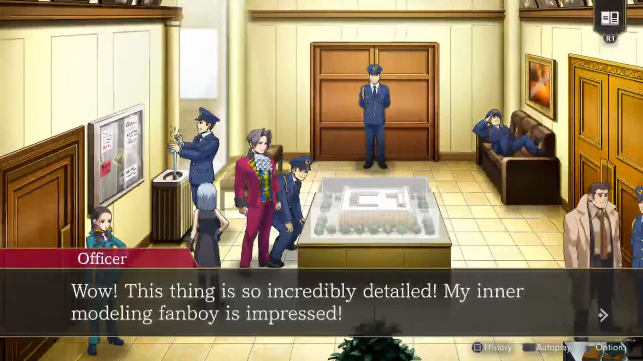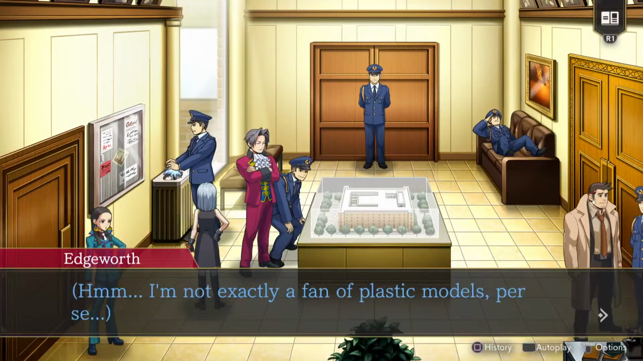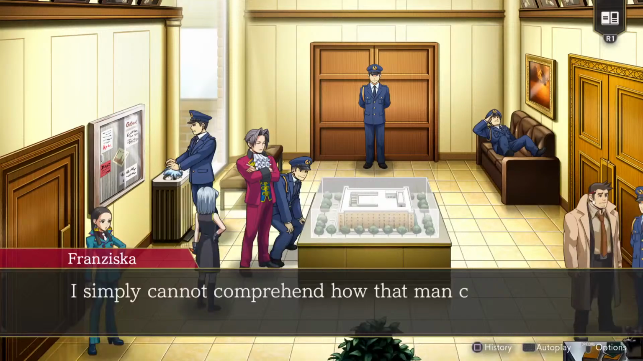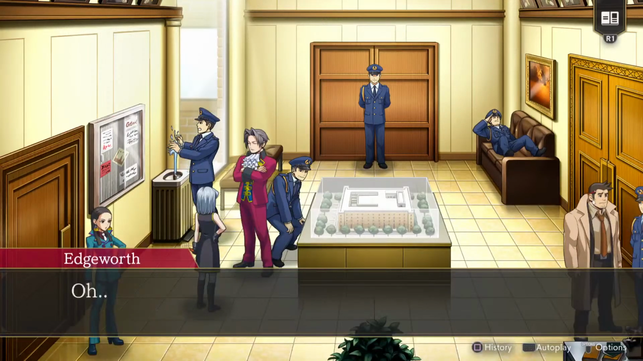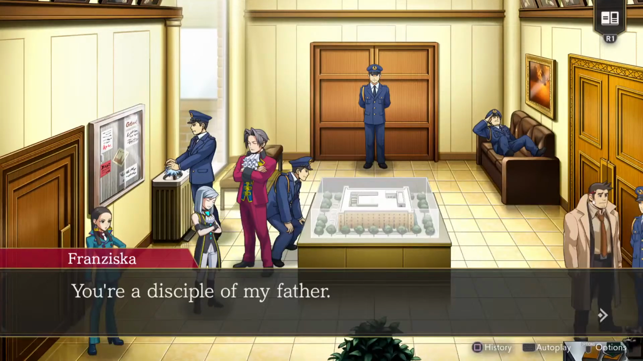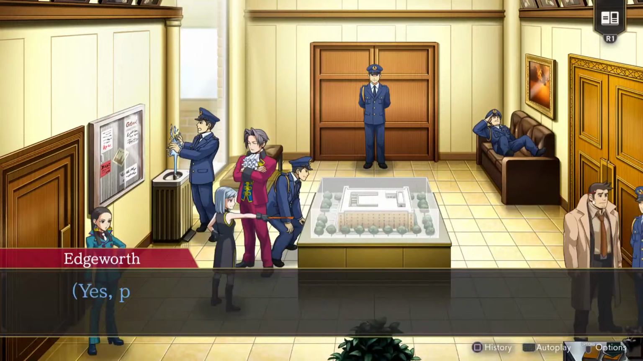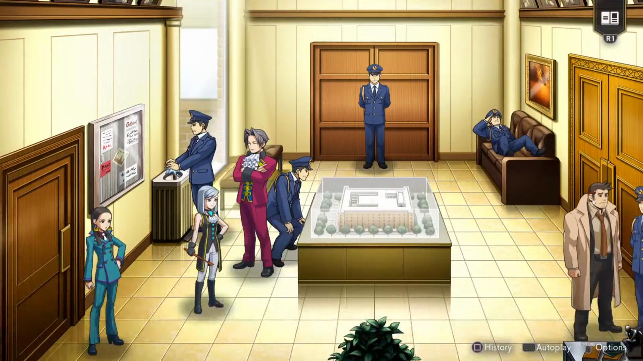Wow, this thing is so incredibly detailed. My inner modeling fanboy is impressed. I'm not exactly a fan of plastic models, per se, but even I can sense the superb quality of this model. I simply cannot comprehend how that man can feel so much love for such a trifle. Oh, I see. You're a disciple of my father, so you would do well to guard yourself against an interest in such unproductive things. Yes, perhaps I should take up whipping people like the young lady over here.